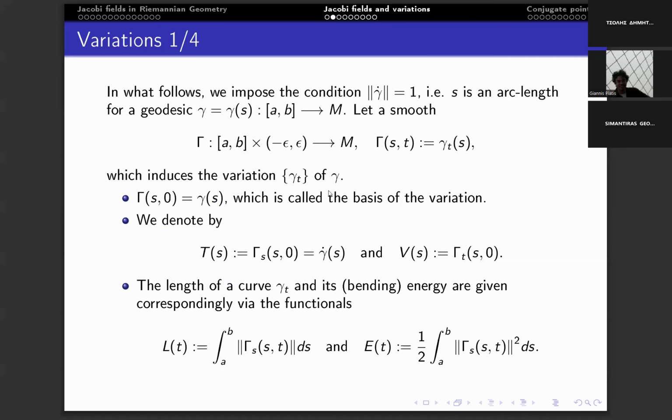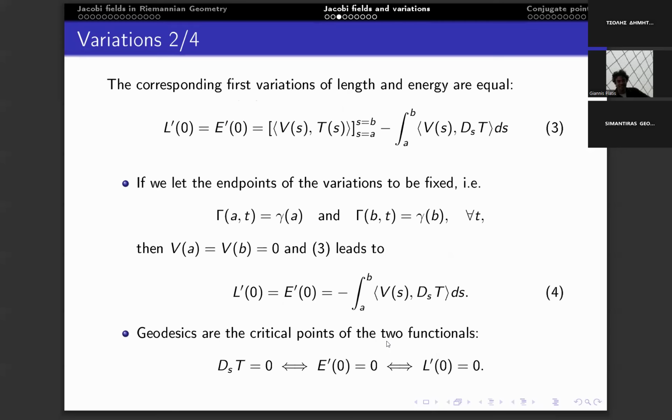which can be seen as transformations of the first one by a parameter t. The starting curve is called the basis of the variation, and we denote by T of s the velocity field of the starting curve, and the V of s, defined by this formula here, is the variational vector field. So we can compute the length of a variational curve, gamma t, and its energy by the usual formulas here, the formula for the length and the formula for the bending energy.